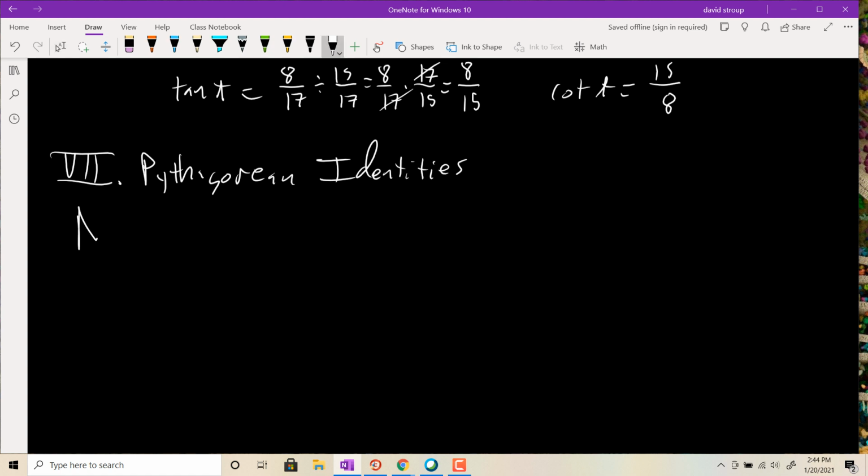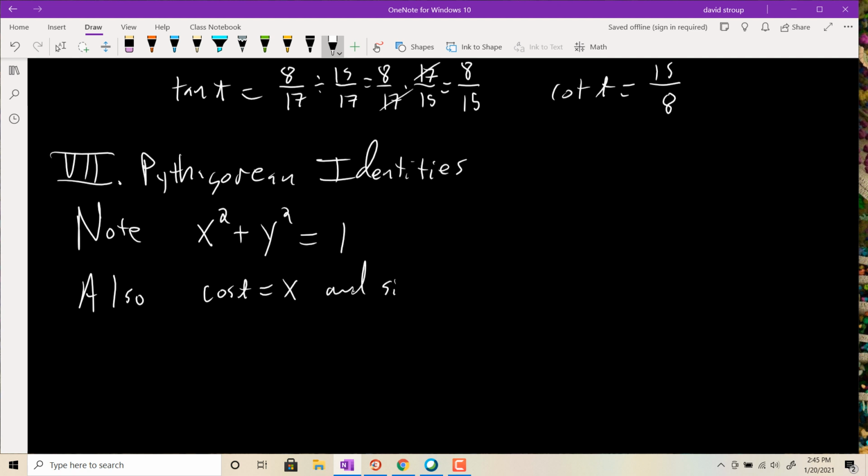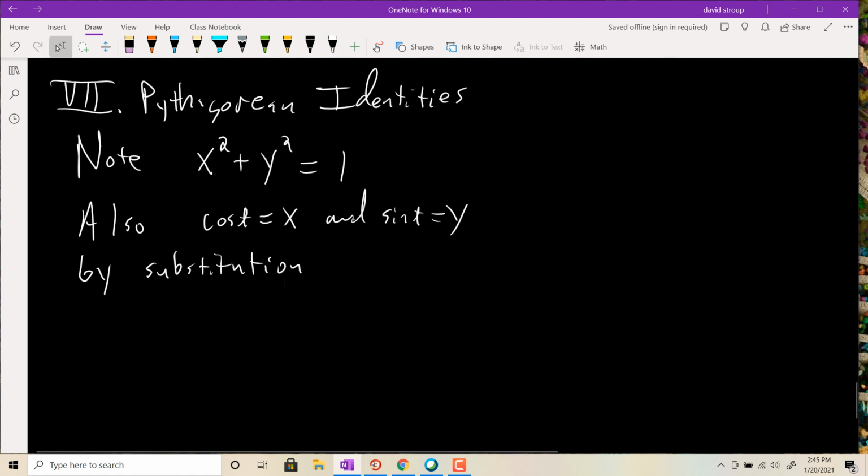Okay, so recall the equation of the unit circle: x squared plus y squared is equal to 1. Also note that cosine of t was defined originally as x, and sine of t was defined originally as y. So by substitution, we could put those trig functions into the formula for the circle, and we get cosine t squared plus sine t squared equals 1. And that becomes the first Pythagorean identity.